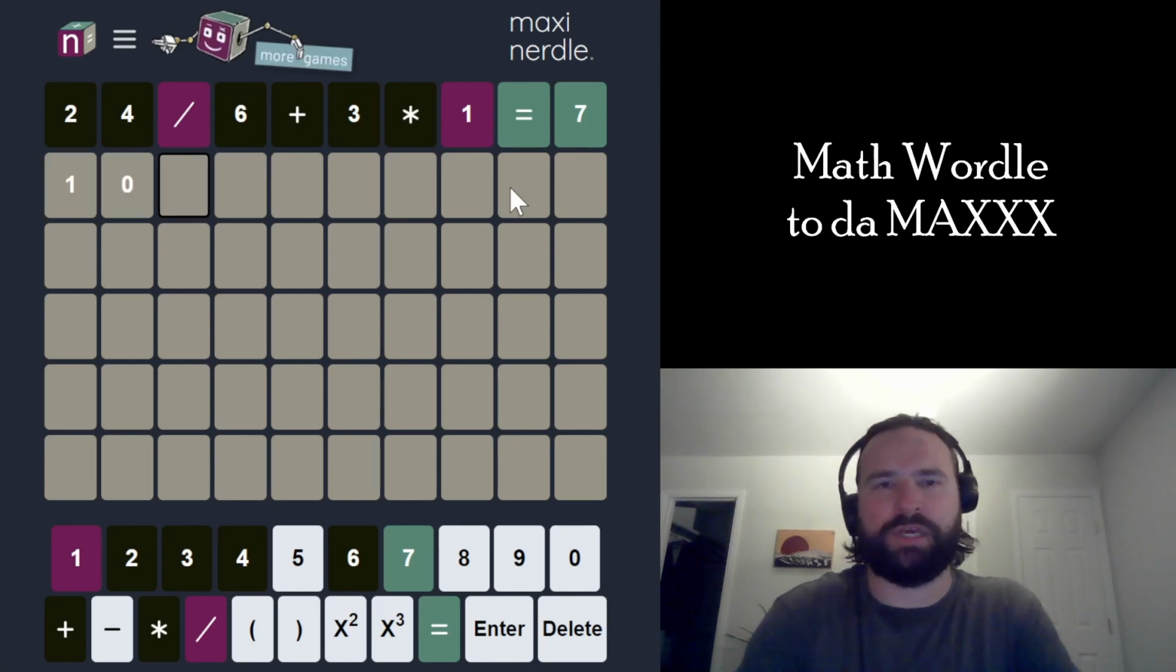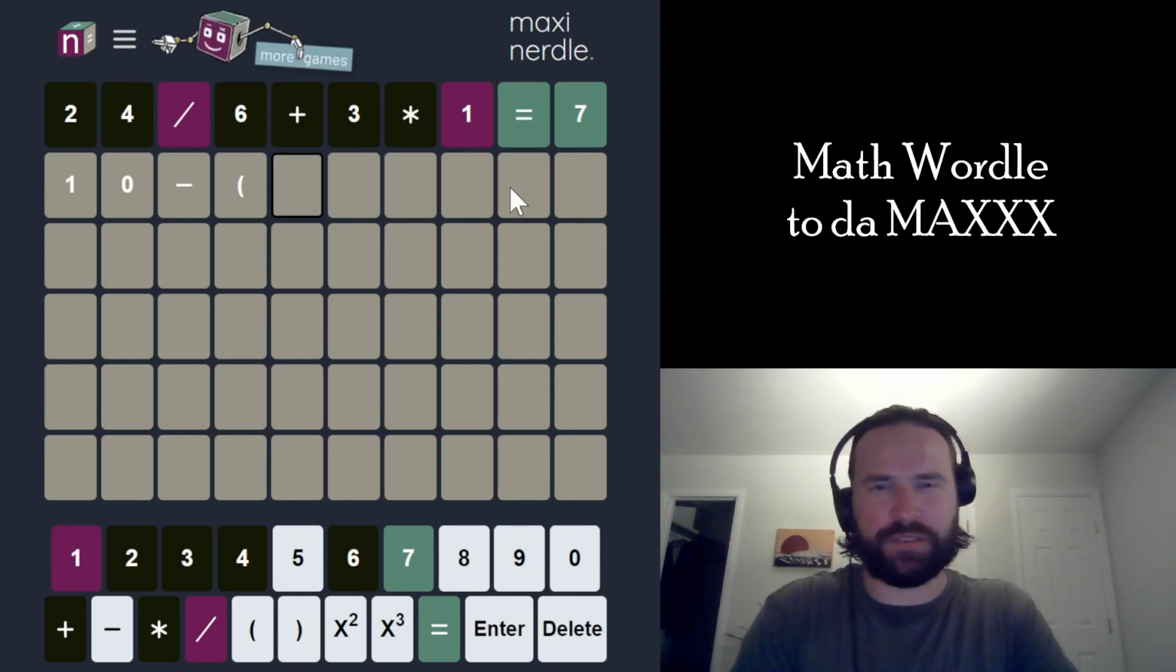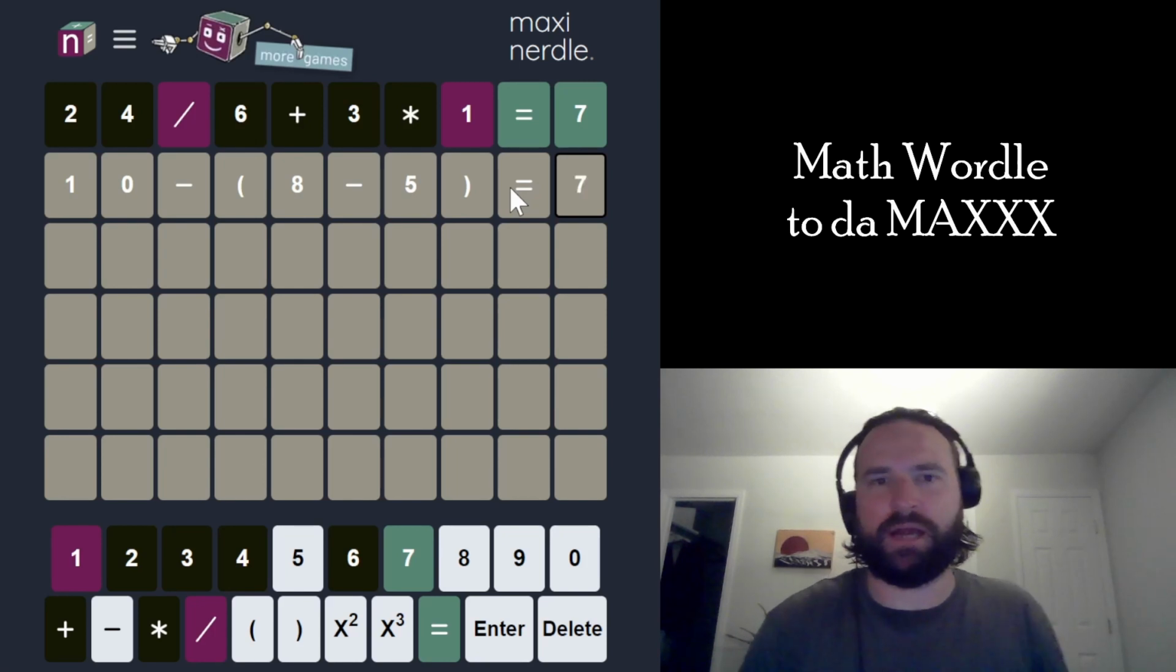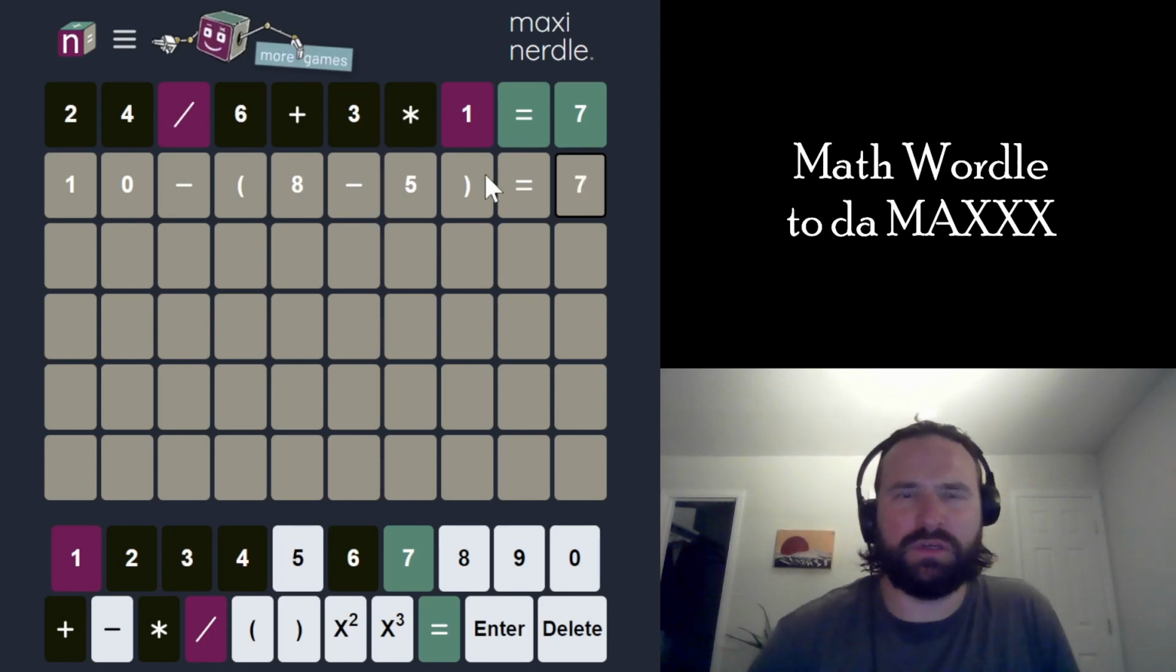I could just do 10 and then just do the same thing that I was doing, but not square it. Does it fit? Why does it seem like it's going to fit and then it doesn't fit? It doesn't fit. All right, so I can just make this equal 3. We can just do 8 minus 5 parentheses equals 7. Kind of not thinking there's going to be parentheses. Oh, I'm not using division at all.